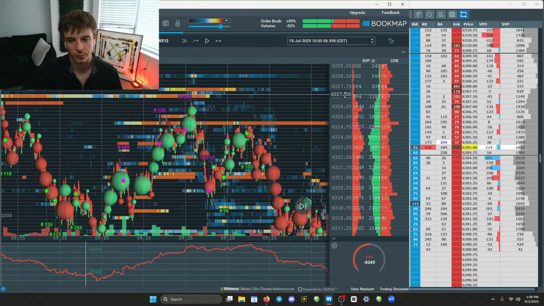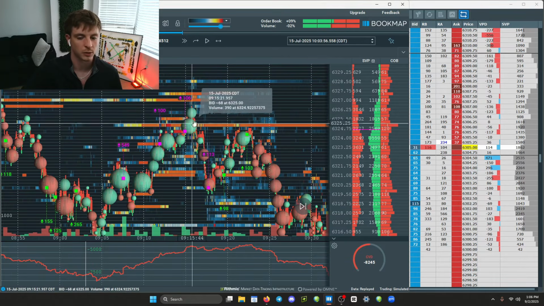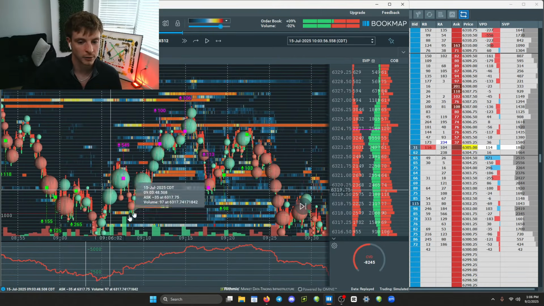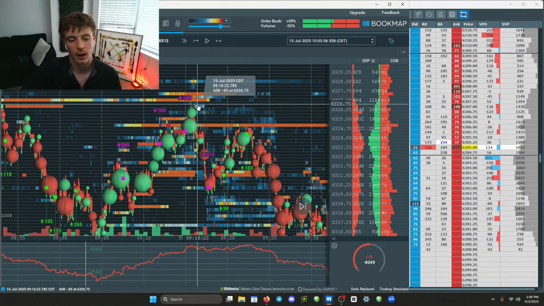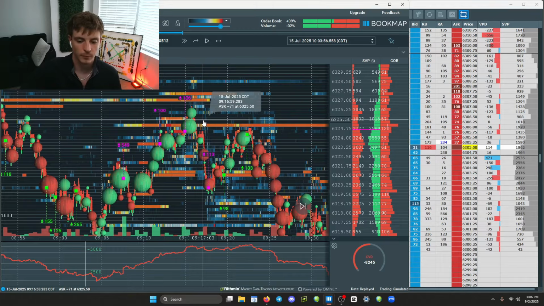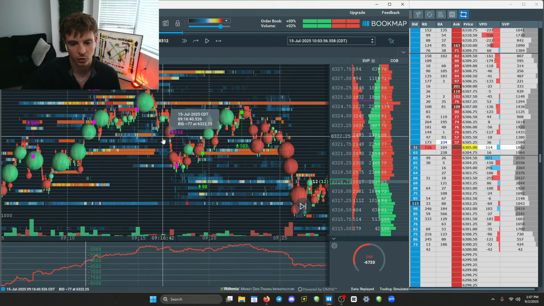So for the reversals, like I said, the first step is I need to see the absorption. So you get some absorption, you get some passive participants right here that are able to take momentum away from these buyers on this rally. And then the next step is seeing the interest from the opposing side, aggressive interest. So that was right here. We got some aggressive selling.